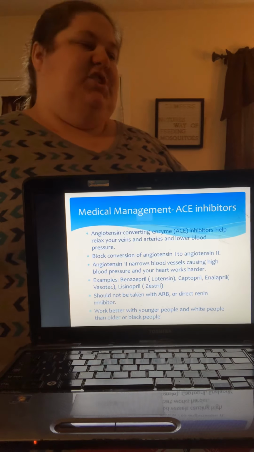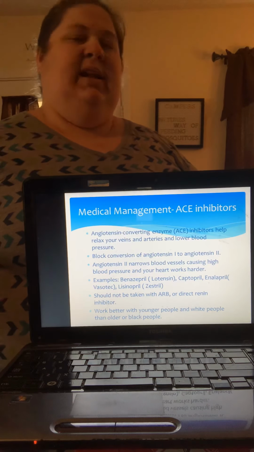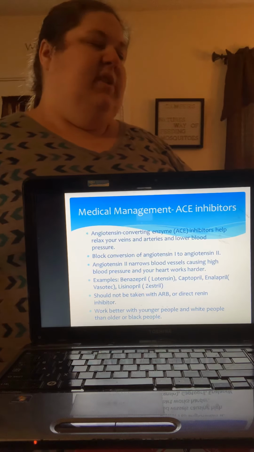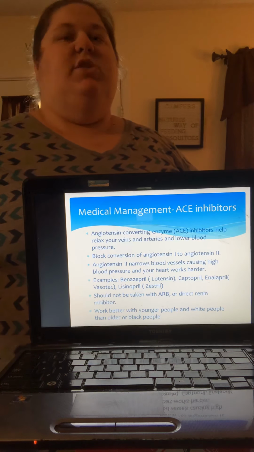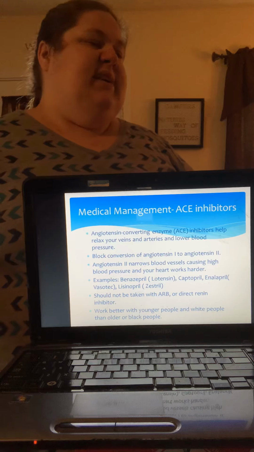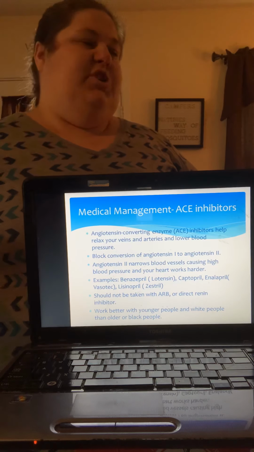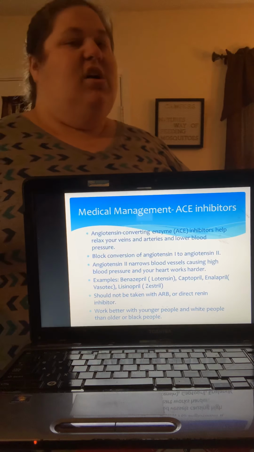So the way that these medications work is they relax your veins and relax your arteries and allow for a lower blood pressure. So they block the conversion of angiotensin 1 to angiotensin 2. What angiotensin 2 does is it narrows your blood vessels, also causing your blood pressure to increase and your heart to work harder.